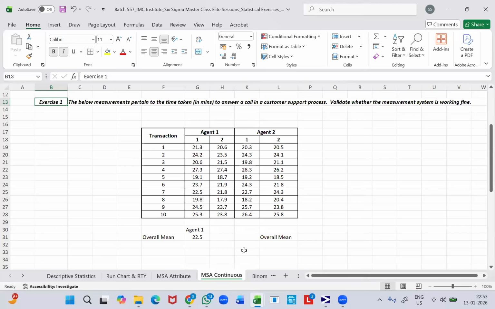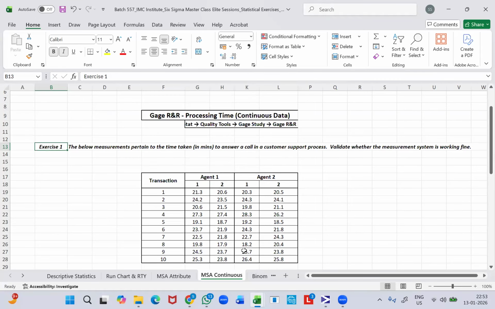So here is one scenario where we would be completely dependent on Minitab to provide us with the final result. So no doubt we can perform some preliminary analysis with the help of the descriptive statistics metrics, but then the final result we need to refer to the Minitab output. So let us look at the exercise. The below measurements pertain to the time taken in minutes to answer a call in a customer support process. So we have been asked to validate whether the measurement system is actually working fine or not.